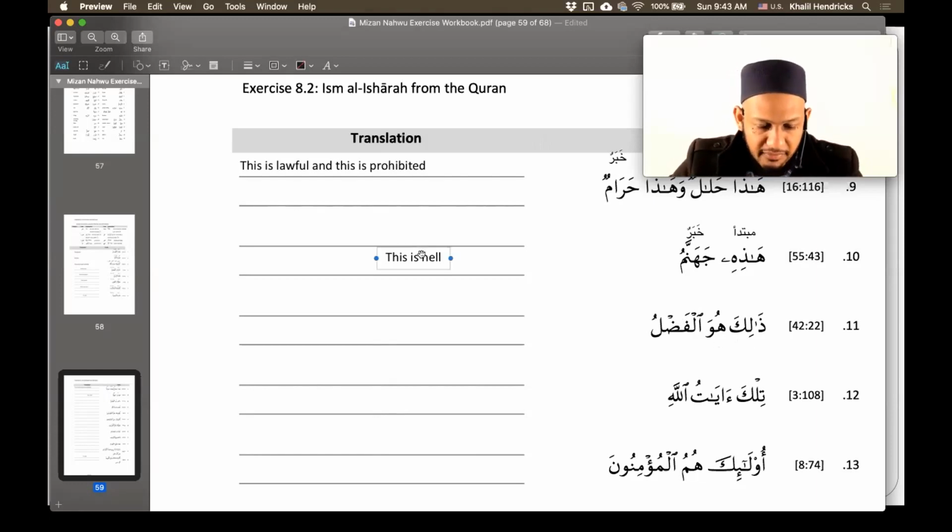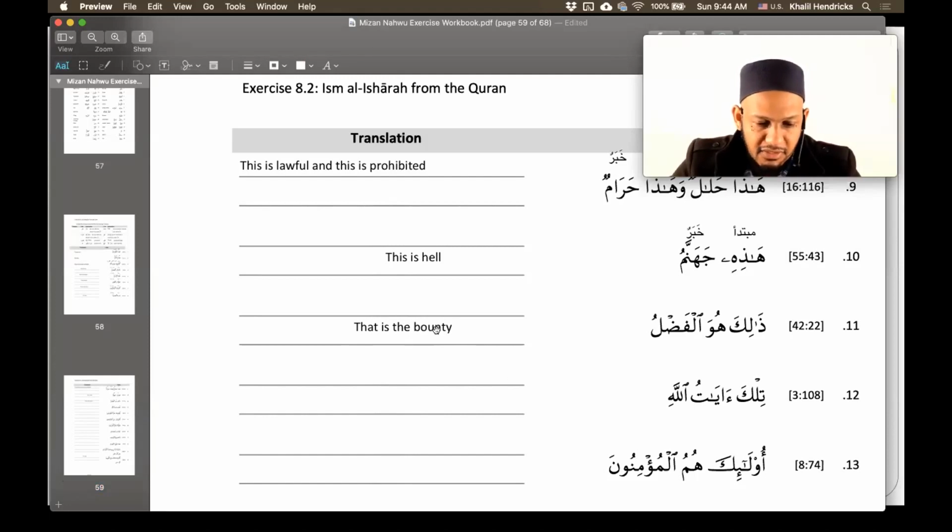So ذَلِكَ means that. If I didn't have the huwa, it would have been that bounty. But if I add the huwa, what the huwa does is it separates between the dhalika and the fadlu. The huwa is like a separator. So if I didn't have the huwa in it, it would have been that bounty. But if I put the huwa in, it's a separator, and I say that is the bounty.